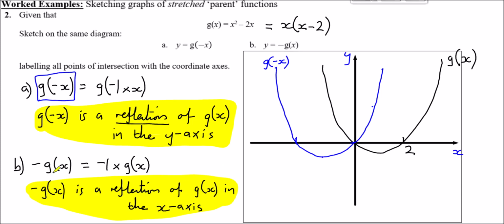So all we need to do now is to sketch minus g of x. It's a reflection of this black curve g of x in the x-axis, and so this bit here gets mapped as such, and then going down accordingly. And the same on the other side. So this here is minus g of x.